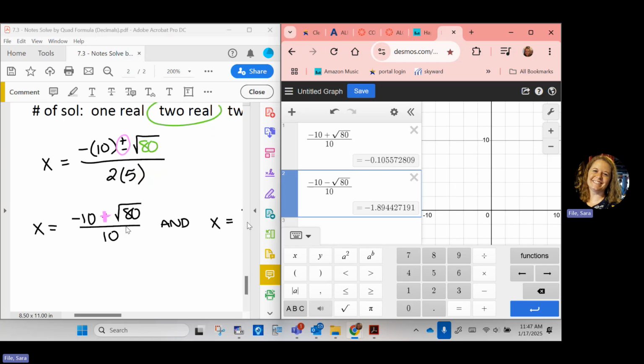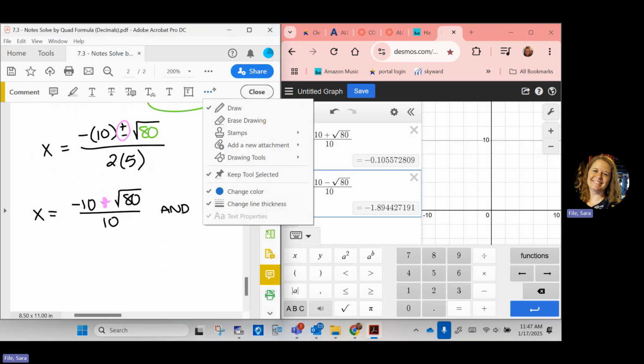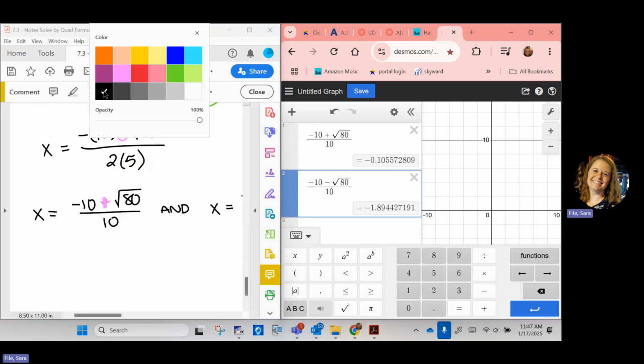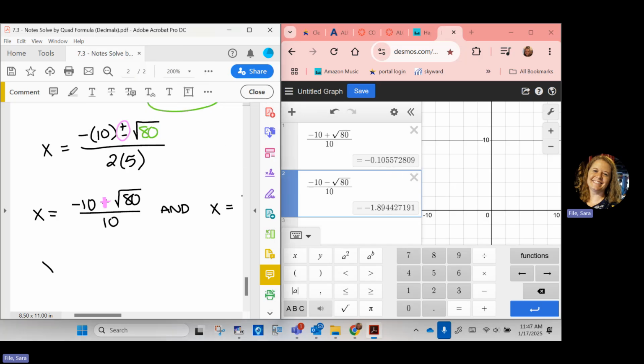They're negative. That's okay. Some people get confused sometimes. They're like, I thought we can't have negatives. You can't have a negative discriminant. If that discriminant comes out negative, your answers are going to be imaginary. But your final solutions, it's okay for those to be negative. That just means your x-intercepts are to the left of the origin.